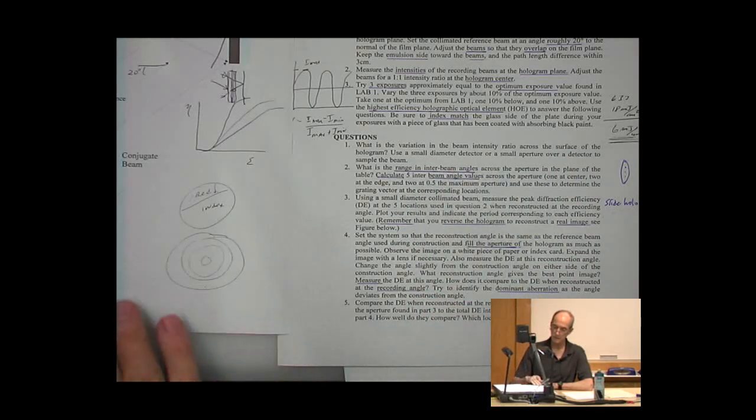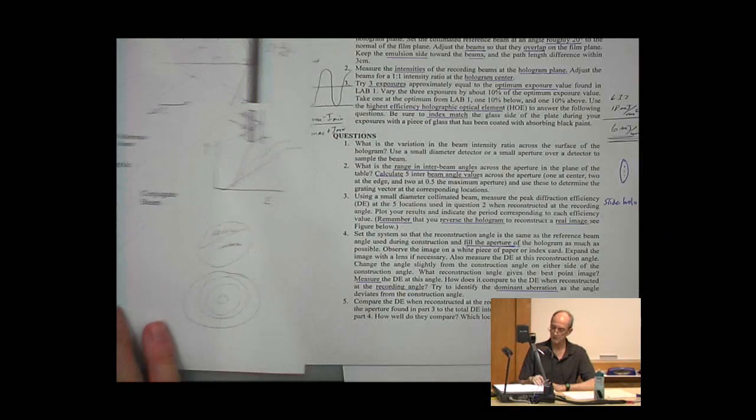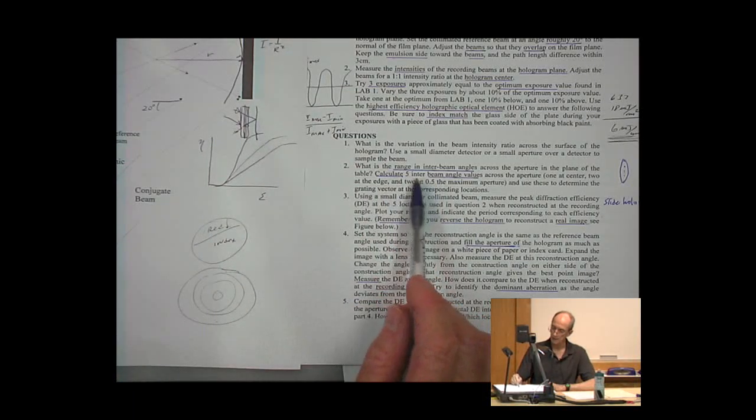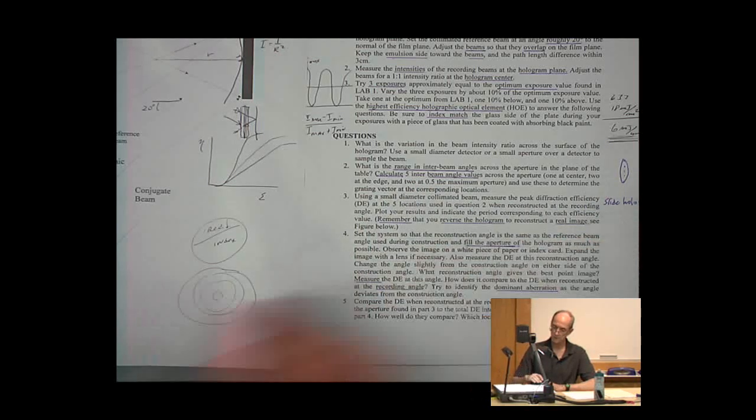Again, I think we have a small aperture that you can place over the surface of the detector, so you can slide it across the beam and get an idea of what that intensity variation is going to be. And then here again, what is the range of inner beam angles?